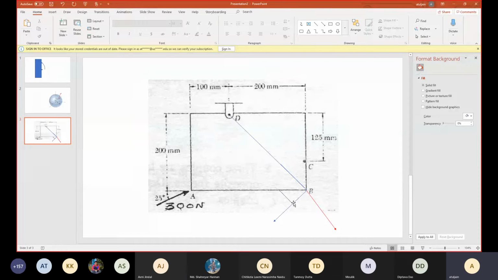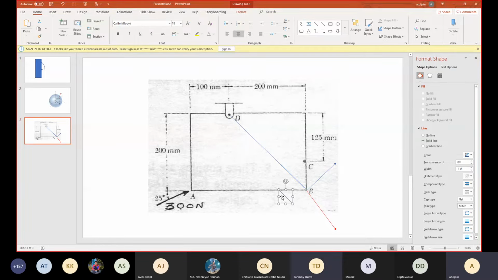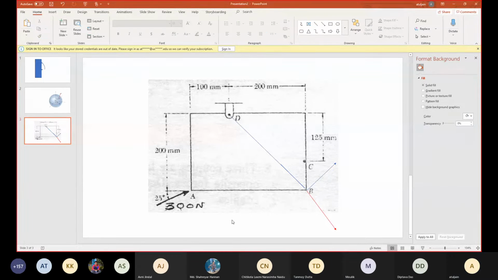Moment, as Sampurat says, is R cross F. F is minimum when F and R are perpendicular to each other. I don't know what the direction should be. Okay, so somebody is saying maybe the direction should be this. Yeah, that's correct, sir. Clockwise rotation. Anti-clockwise movement. Okay, good.